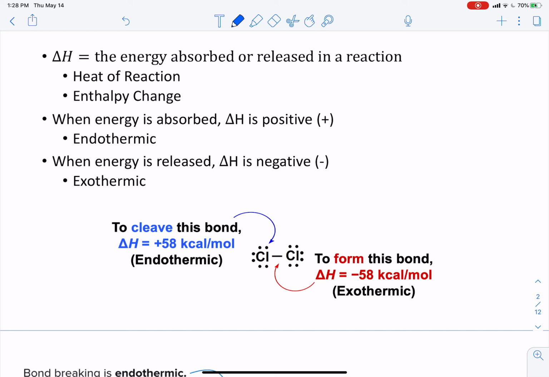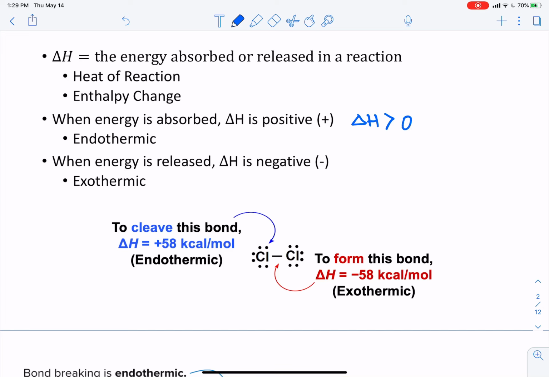Okay, so the delta H, or the heat of reaction, is the net energy that's absorbed or released when we have a reaction. So if we do a reaction and we break bonds and we make bonds, and we have to have a net input of energy, so the reaction has to suck in energy from the surroundings, delta H is positive. So that would mean that delta H was greater than 0.